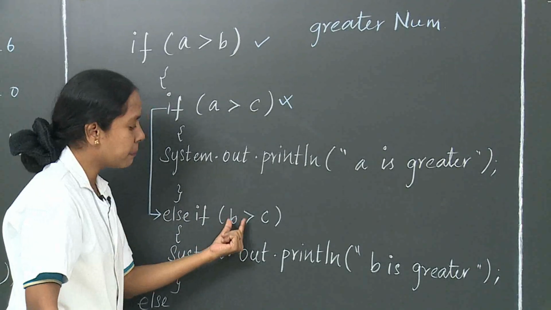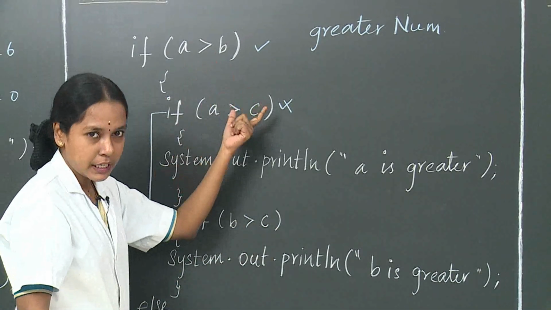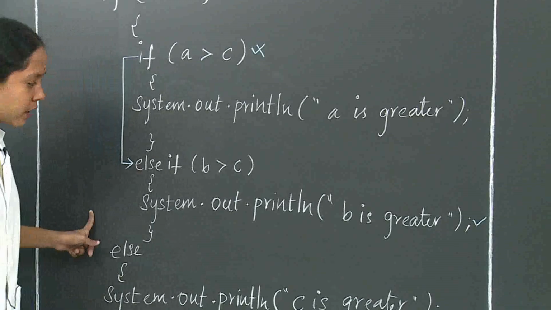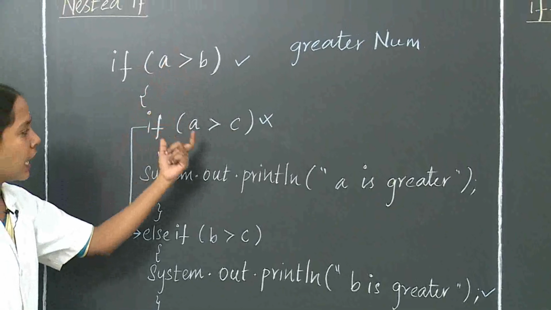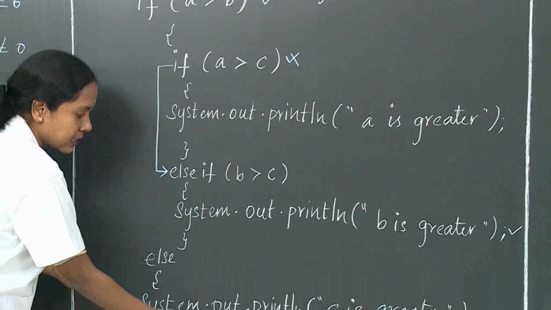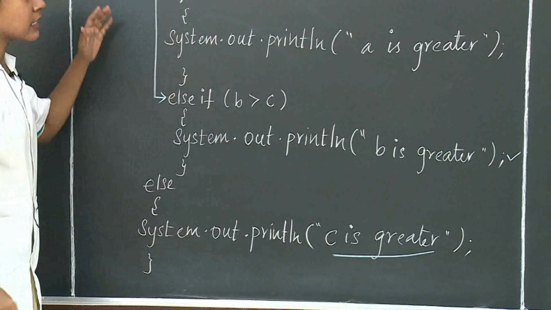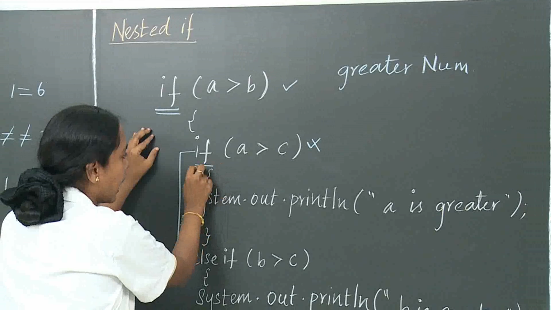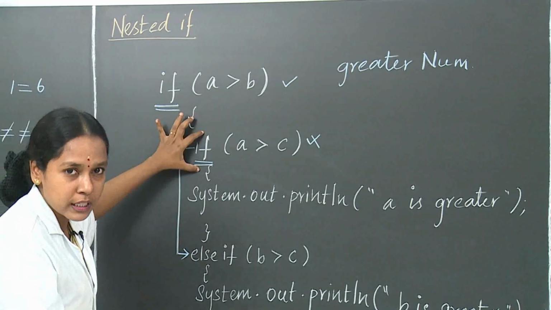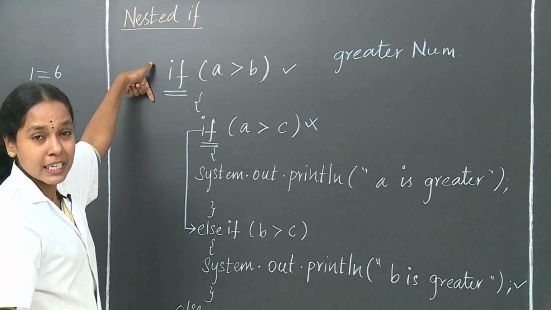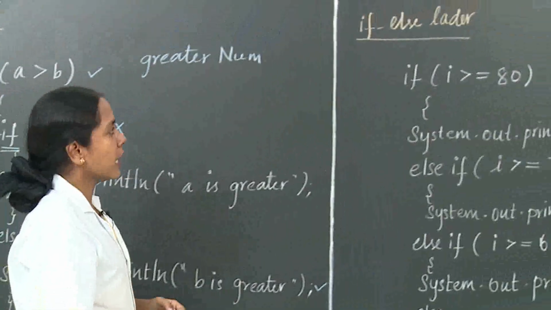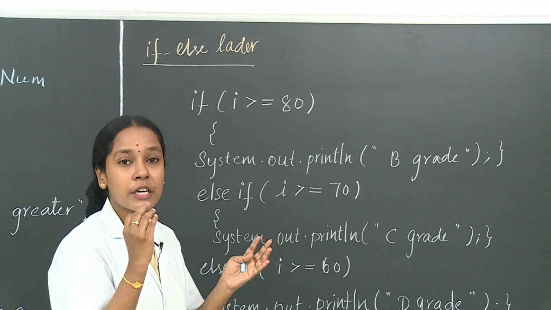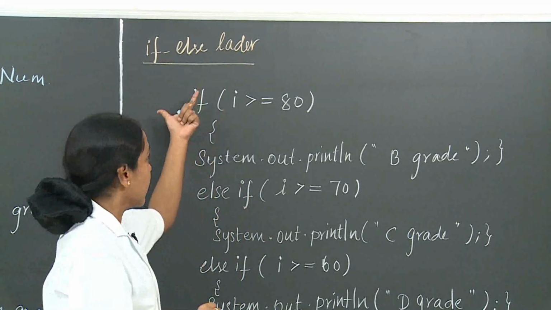In the statement B greater than C, if A greater than B is false and B greater than C is true, then B is greater, and this will be executed. If both A greater than B and A greater than C are false, then it will execute this statement. This is a multiple if, where I declare a single if within another if, which is called a nested if statement. Next one is if else ladder. If else ladder means there will be multiple conditions, and if any one of the conditions is true, it executes that.